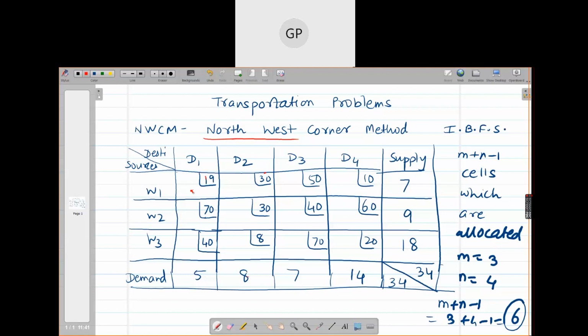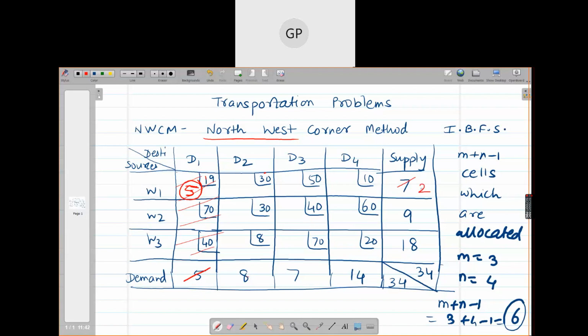So can it fulfill the demand at D1? Yes, demand is 5 and supply is 7. So you can fulfill its demand. You can give all 5 units it wants from W1, right? That means the demand at D1 is satisfied. Yes or no? Yes, ma'am. Supply at W1 is not exhausted yet. There are still some more units available. Do you understand it?